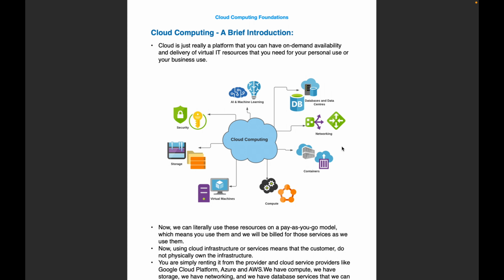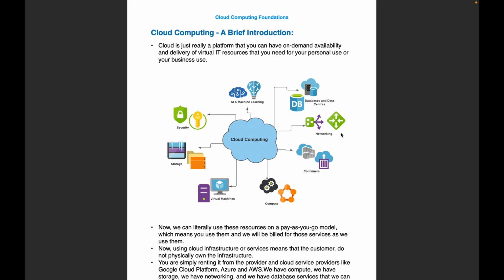So we have to understand our use case, and whatever services suit our business use case, we take those services and we will be able to work it out. So we are just renting a few services from the cloud platform. Once our work is done, we just delete those services. By this, we will be saving a lot of money and a lot of time as well.